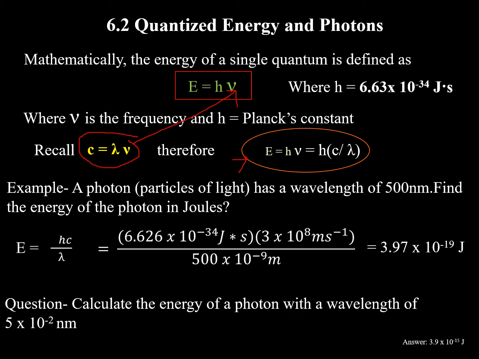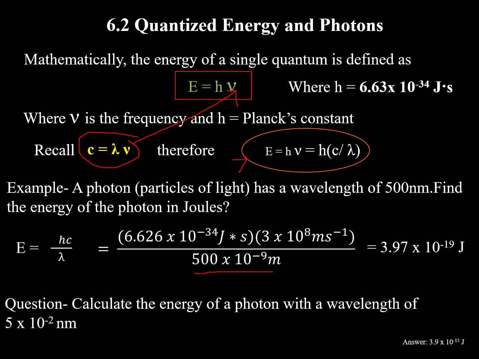A photon, a packet of energy, as an example, has a wavelength of 500 nanometers. Find the energy of the photon in joules. We use this equation, which is circled in orange. We plug in the values: Planck's constant, speed of light, and our wavelength, which we have to convert to meters, and we calculate 3.97 times 10 to the -19 joules.